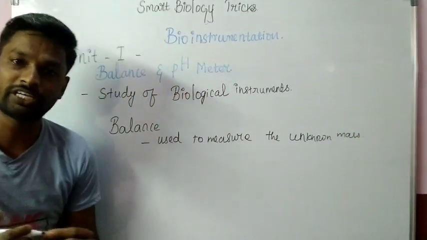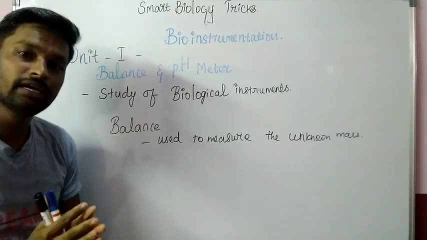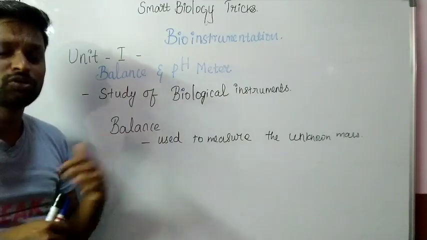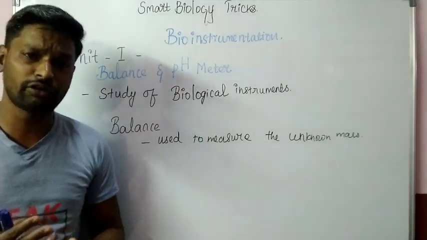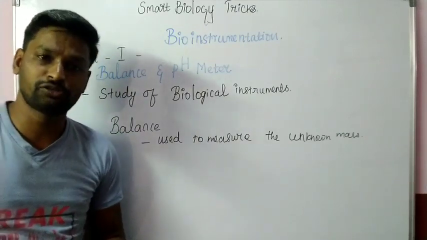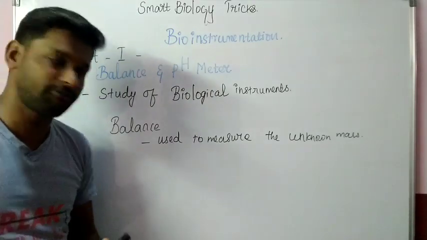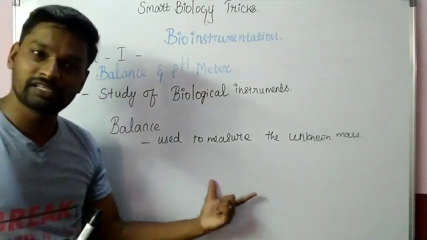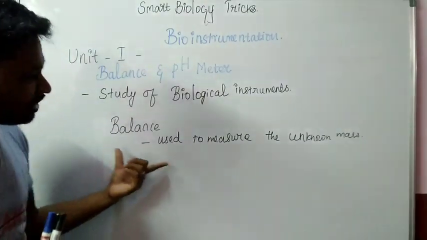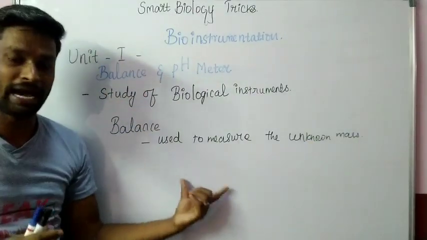If you want to measure an unknown object, if you want to measure the quantity of the unknown object, you can use a balance, that we know. If you go to a grocery shop or any departmental store, and you purchase any object, for example if you want 1 kg of rice, we use a balance to measure the quantity of the rice. So for measuring the unknown mass of any object we use a balance.